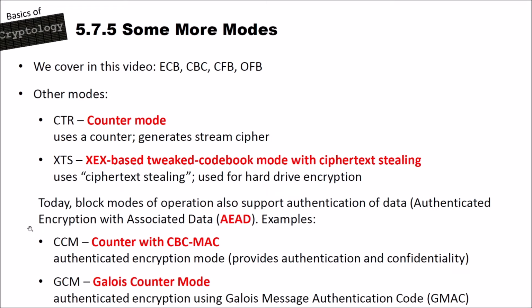Some examples are, for instance, the CCM mode, which is the counter with CBC-MAC, and this is an authenticated encryption mode, and it provides authentication and confidentiality. This is one mode that we probably will cover in a future video. And then we have the GCM, or Galois counter mode. This is also an authenticated encryption using Galois message authentication code, or GMAC. And this mode is also probably covered in one of my future videos.